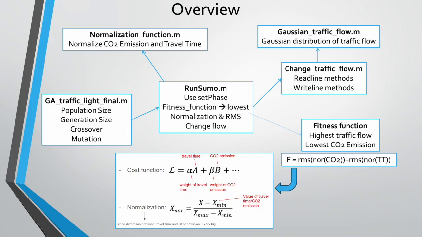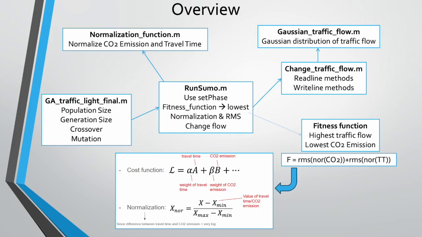Regarding the fitness function, as I mentioned, we aim to minimize the travel time as well as CO2 emission, and we can see how it is defined here. Of course, we could use additional variables to this, but this project only focuses on these 2, and then we could adjust the weights of these variables accordingly. And of course, we have to use normalization in this case, since the difference between travel time and CO2 emission is very big.